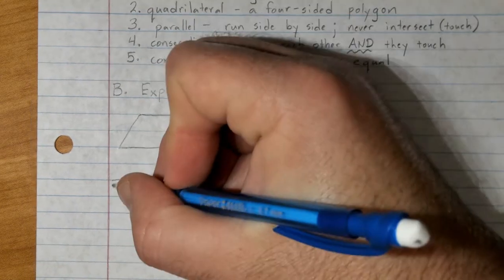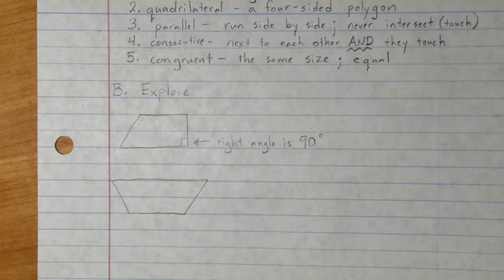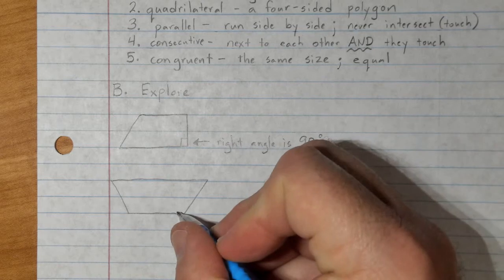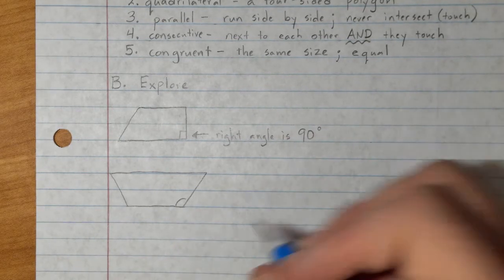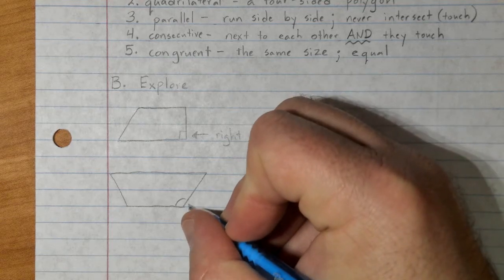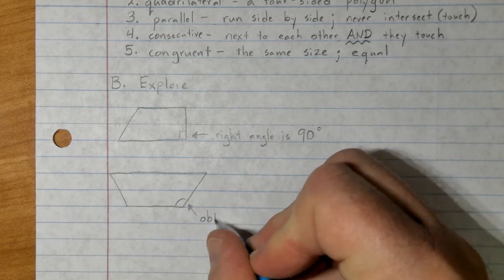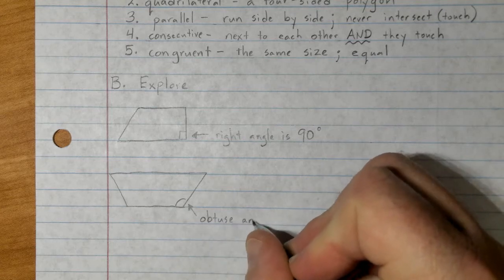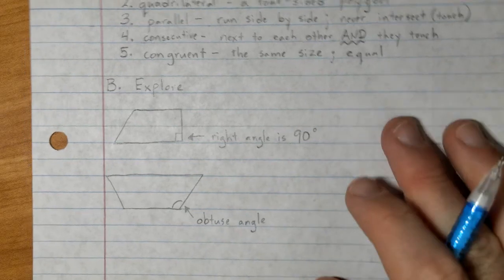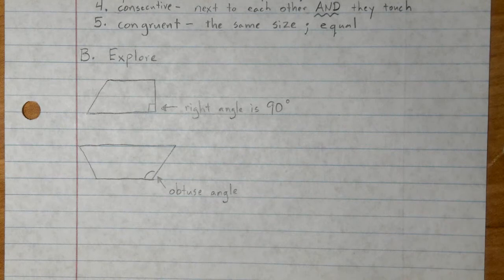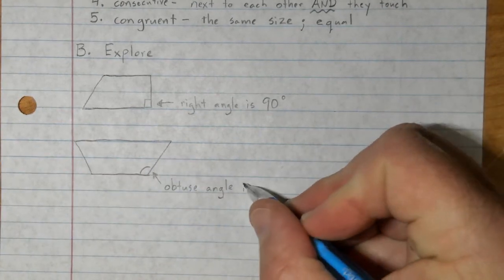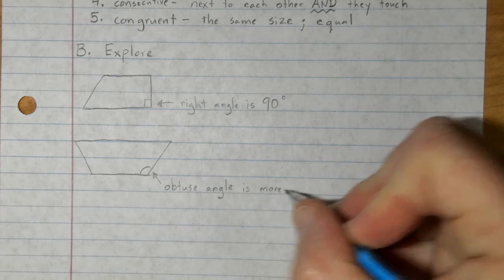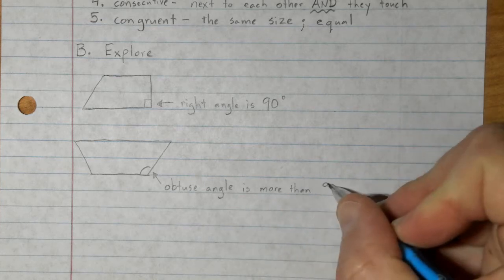When I connect them like that, there are no right angles. We've got this angle right here, which looks pretty big. This angle we call an obtuse angle. And you probably talked about some of this stuff in 4th grade, probably with triangles. This obtuse angle is more than 90 degrees.